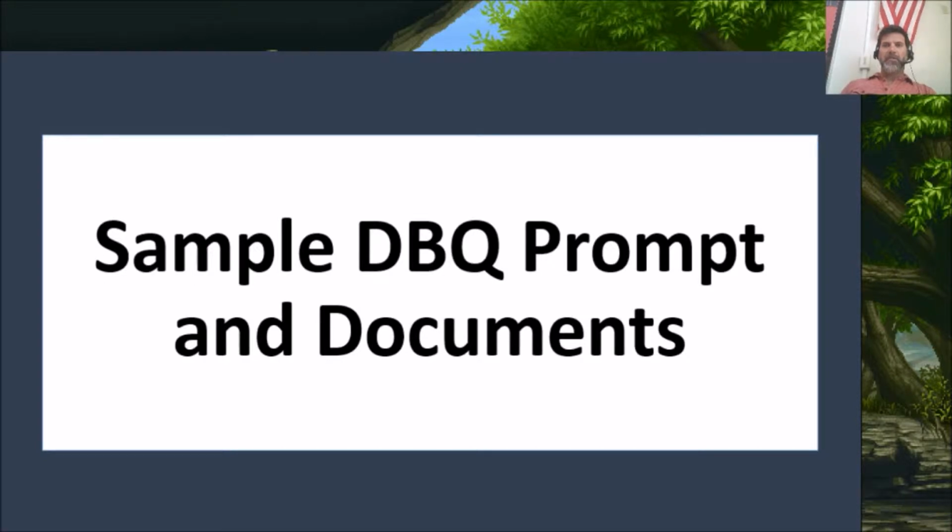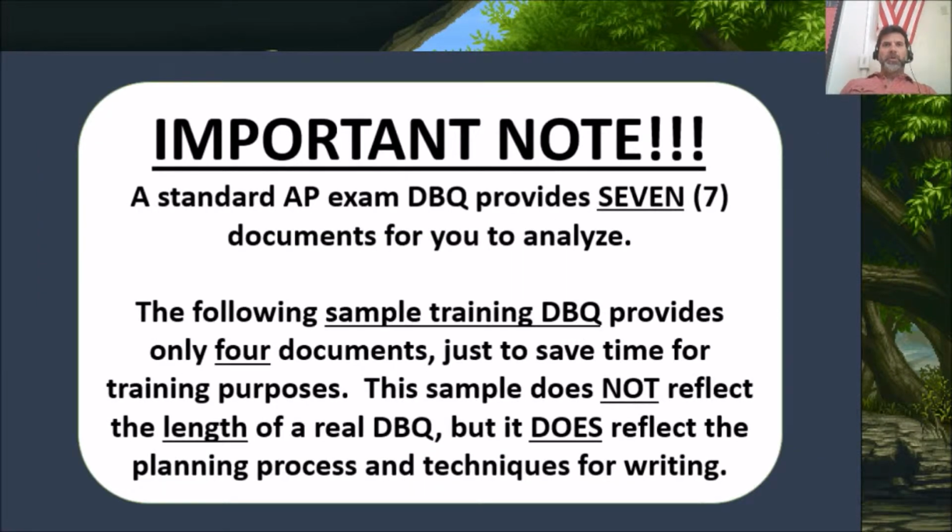So let's move along. First of all, it's important to note that the sample DBQ we're going to look at is not a full-length standard AP exam DBQ. A standard AP exam DBQ provides 7 documents for you to analyze. The one we're going to use today is a sample training DBQ, providing only 4 documents. The point is that it gives you practice with the thinking skills and the planning steps for a DBQ, but we're going to save a little time by only dealing with 4 documents instead of 7. Everything we're talking about here applies to the longer full-length 7 document DBQ as well.